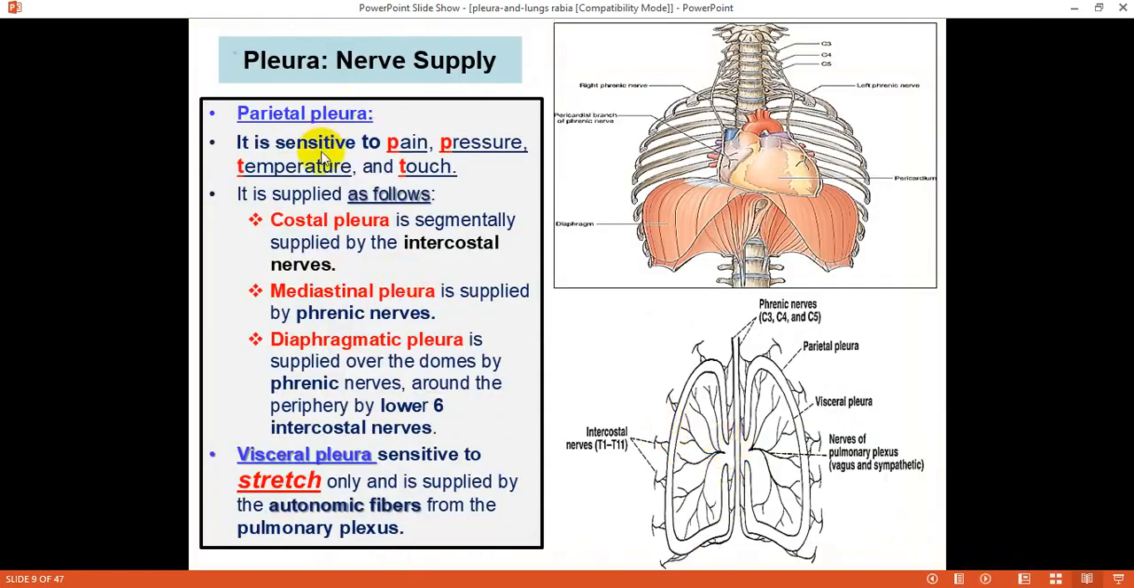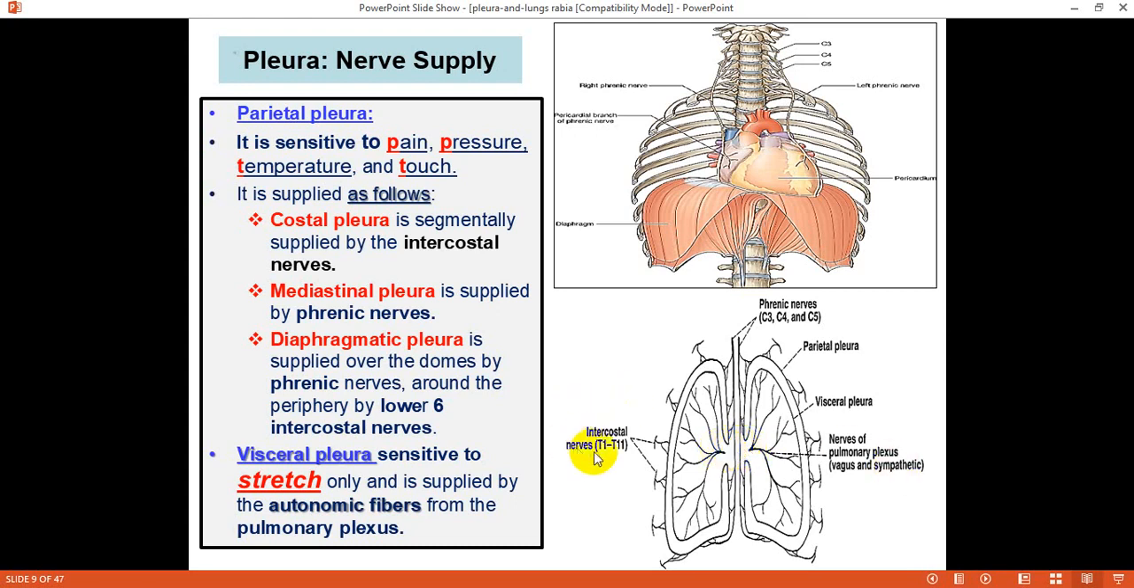The simple rule to follow here is that the pleura will be supplied by the nerves which are supplying the structures that it is lining. So visceral pleura is supplied by the nerves which are also going to supply the tissue of the lungs. So there is a pulmonary plexus formed at the level of the root of lungs, and this pulmonary plexus is formed by parasympathetic and sympathetic nerve fibers.